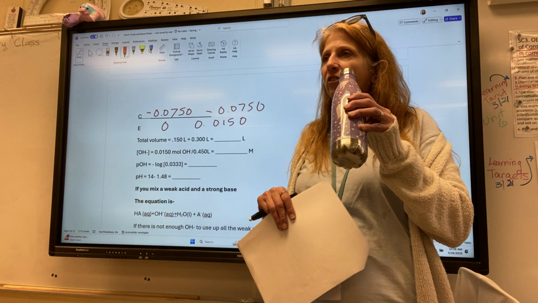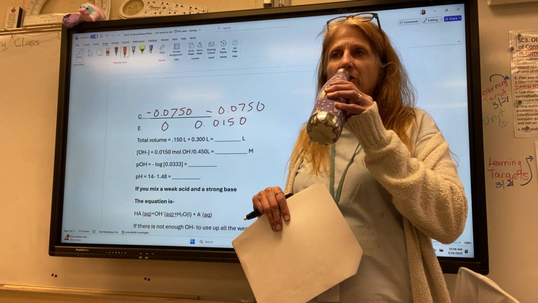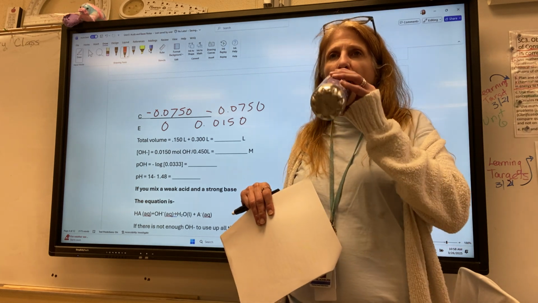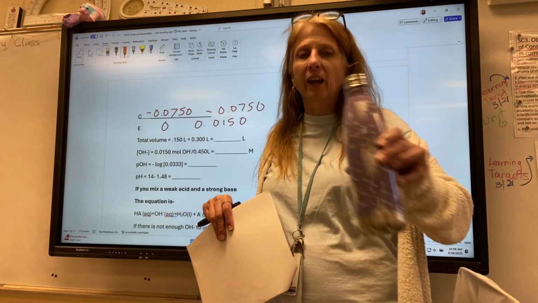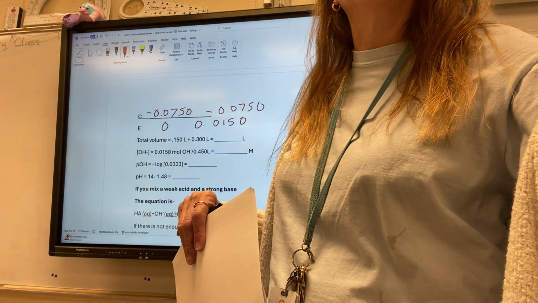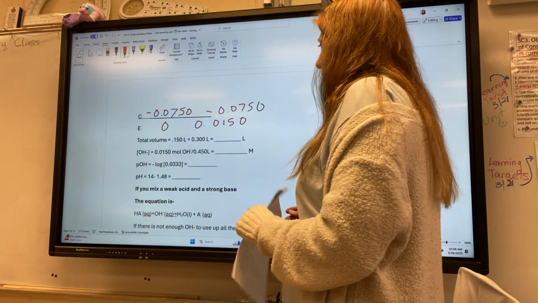Now do you see the big picture of this problem? Yes or no? Do I need to say it again? Anybody want me to explain why we're doing this problem one more time? Okay, y'all seem to understand.